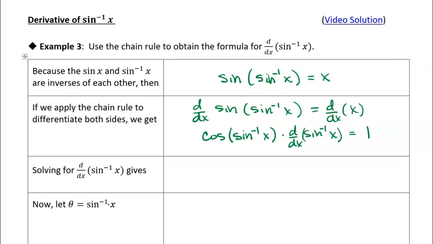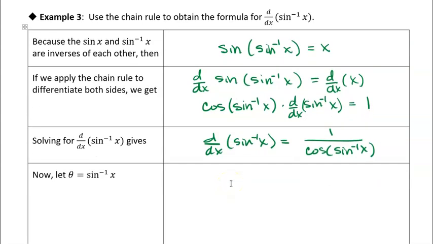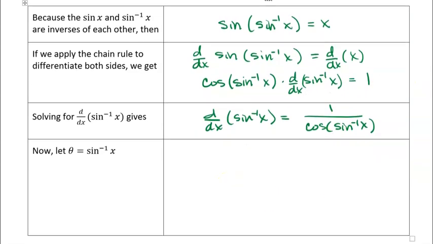So now we're just going to divide both sides by the cosine of the inverse sine to find that d/dx of the inverse sine of x is equal to 1 over the cosine of the inverse sine of x. Now, just the same as we did before, we're going to get rid of those trig functions by using a triangle. Let me scroll down here a little.